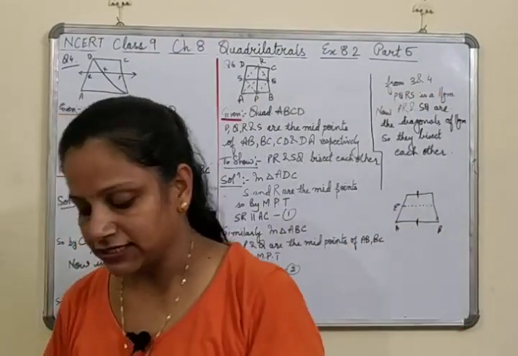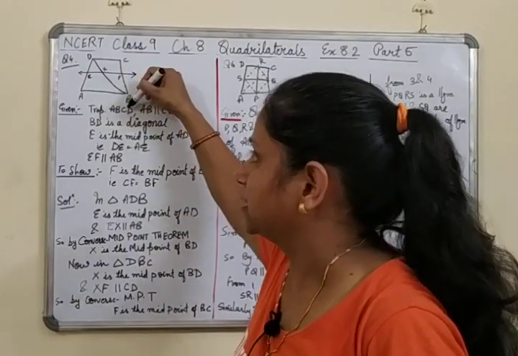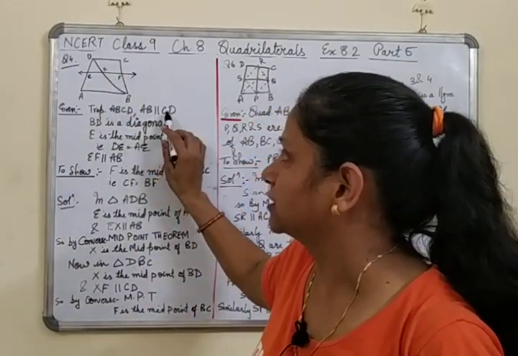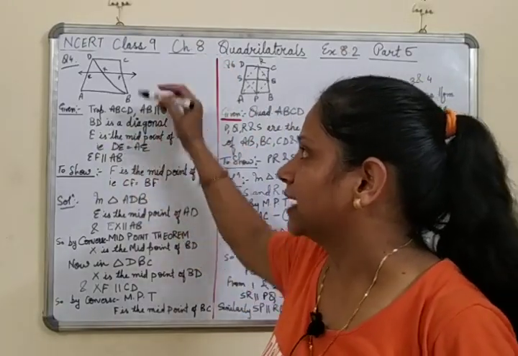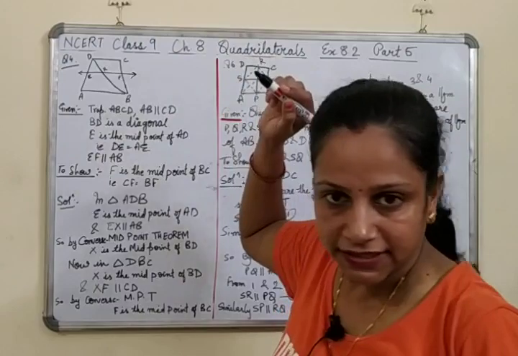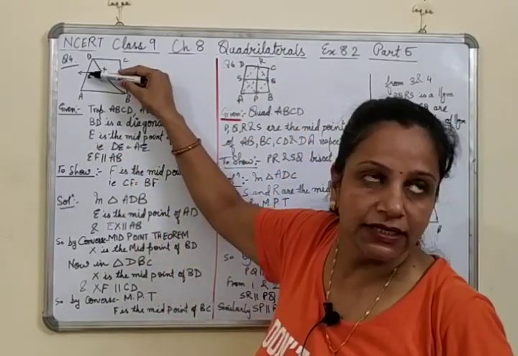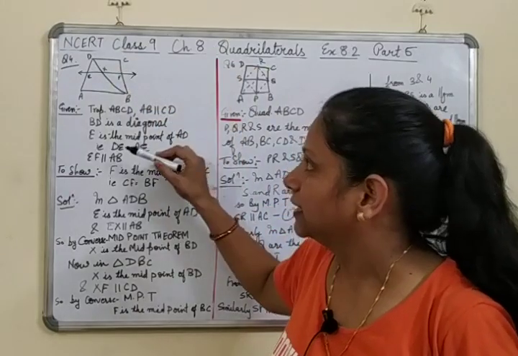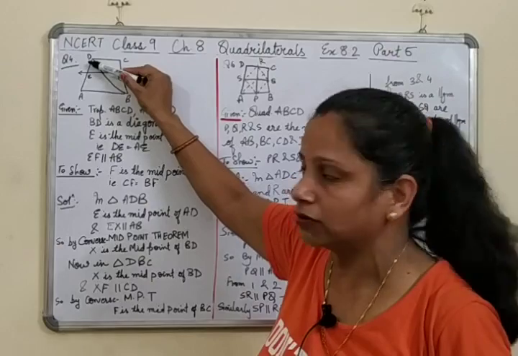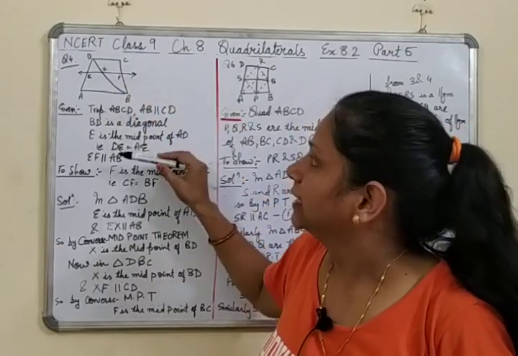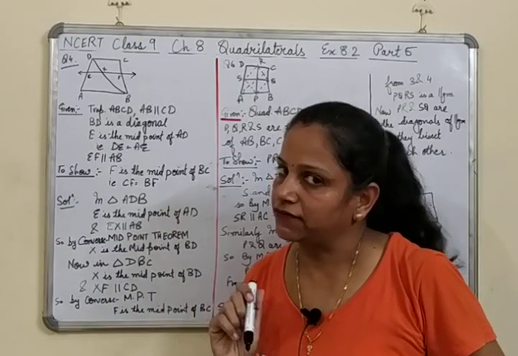Now how to show this? Just look here. First see what all is given to us. We are given a trapezium ABCD. In this, AB is parallel to CD. Then BD is a diagonal. E is the midpoint of AD. That means when E is the midpoint of this complete line, AE is equal to ED. Also it is given that EF is parallel to AB. All these things are given to us.